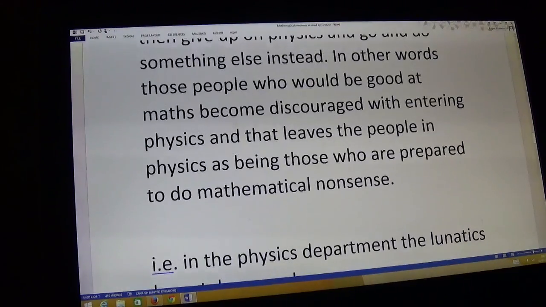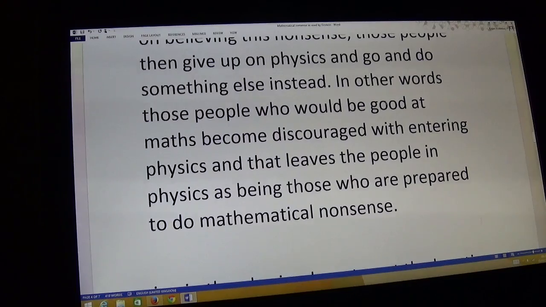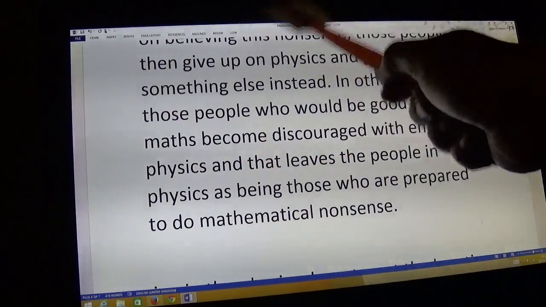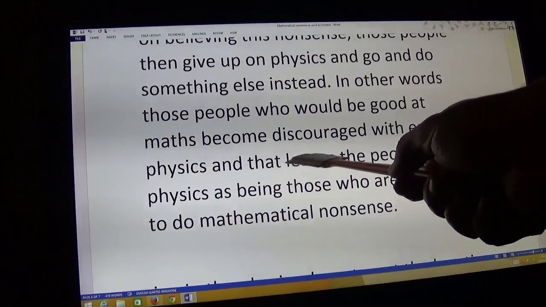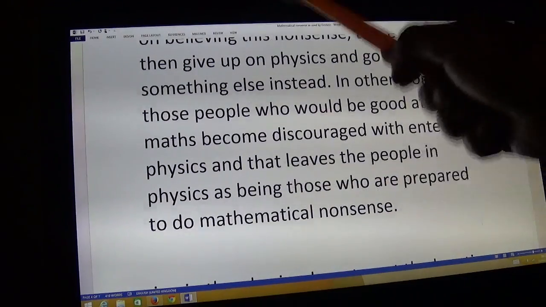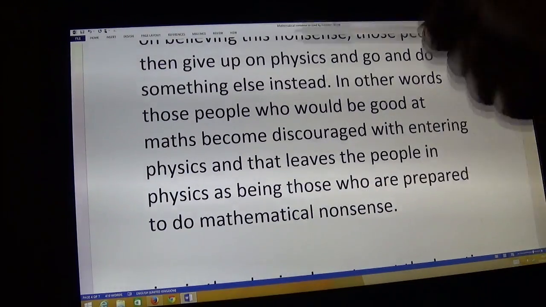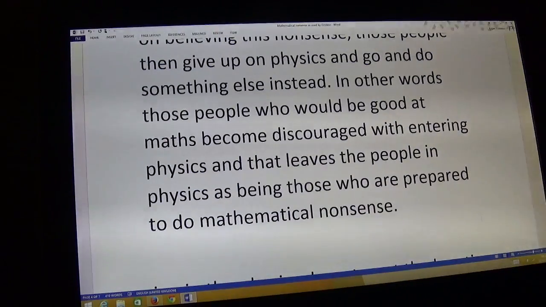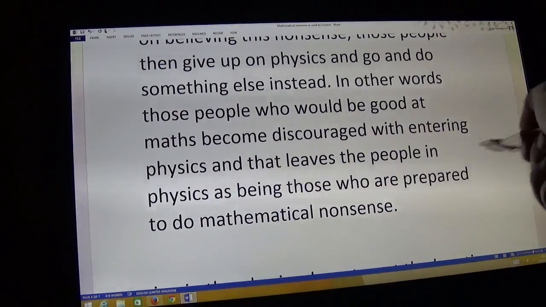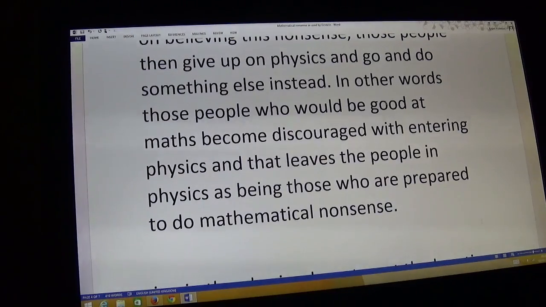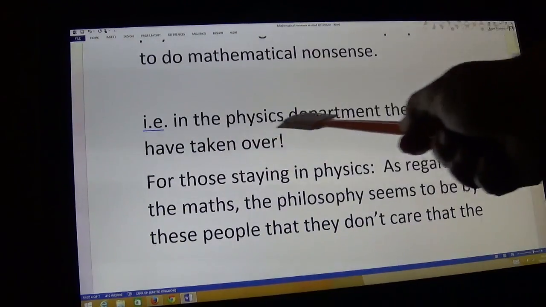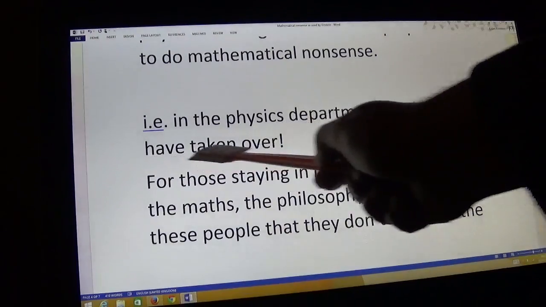It's acting like a filter system. If you're good at maths and you go into physics, you think, what the F's going on here, and you get discouraged and you want to leave. Whereas people who are mathematically incompetent go into physics and it doesn't matter that they're mathematically incompetent. I.e., in the physics department, the lunatics have taken over.